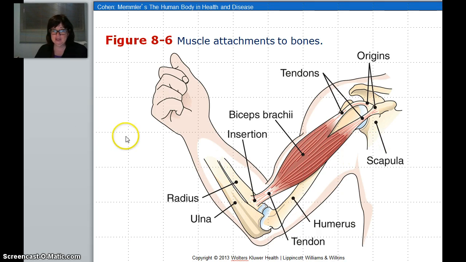Now, muscles work in pairs. They don't work on their own. And because muscles can only shorten, they can't lengthen, you have to have an antagonistic pair on the other side. So the biceps will flex this joint, and the triceps, which are located on the back of the arm, work similarly. When you contract the triceps, the joint will extend. Okay?